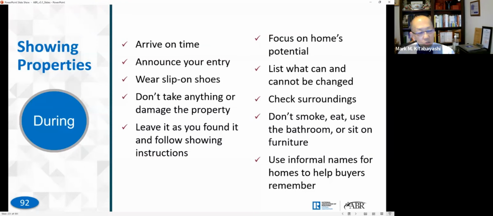So when you do continue on doing the showing, check surrounding, especially if it's a vacant house, make sure there's not somebody crazy in there. And very simple, right? Don't smoke, eat, use the bathrooms, or sit on the furniture. Don't even sit on somebody else's couch.